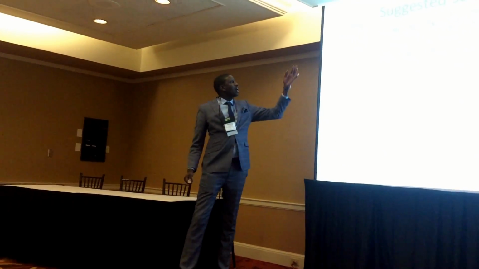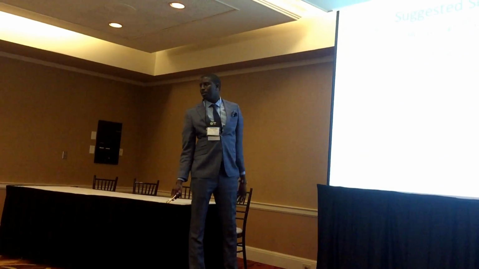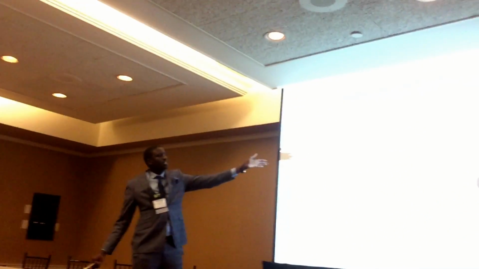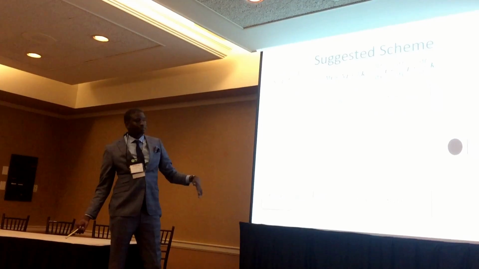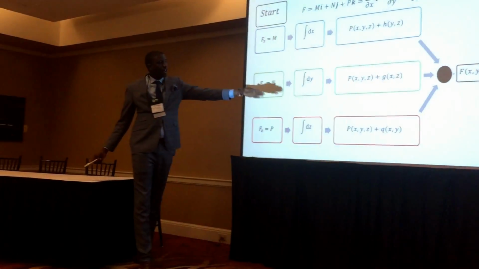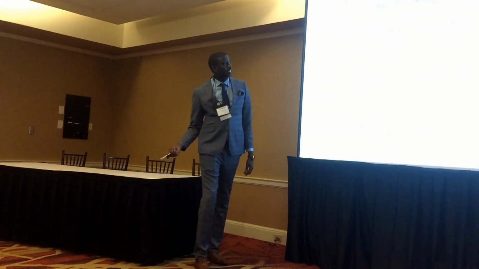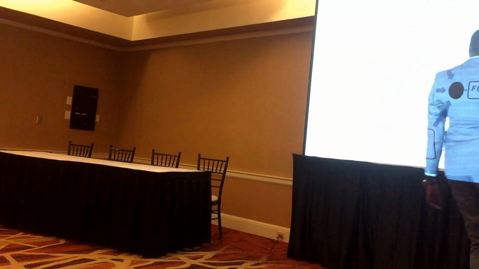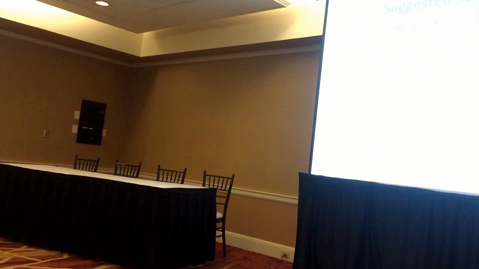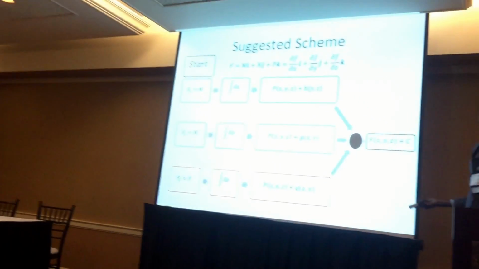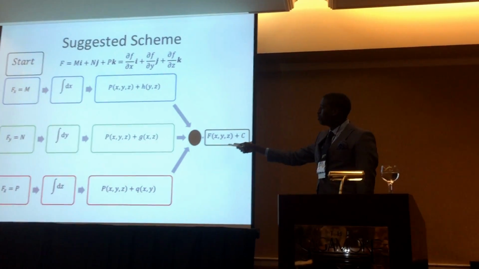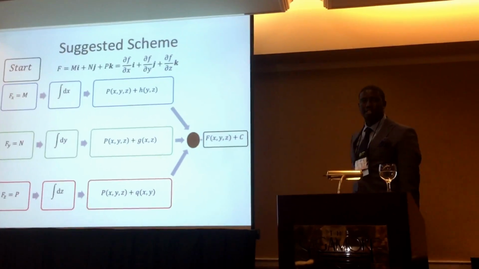Like for example, f x equal to m. If we take the integral, we're just going to have a new function p of x, xyz plus h of yz. Then if we do the same thing for y and for z, we're going to have these two functions. And then these functions are going to be a constant: h of yz, j of xz, and q of xy. They're going to be a constant. So our final function is just going to be equal to f of xyz plus c.